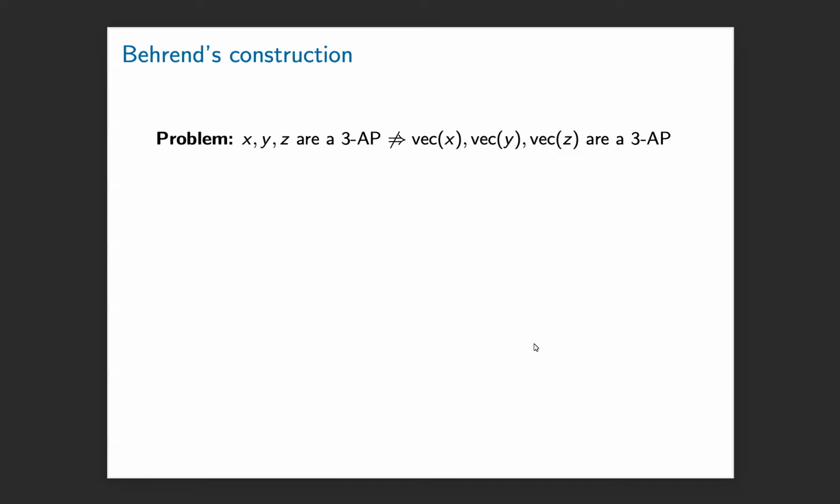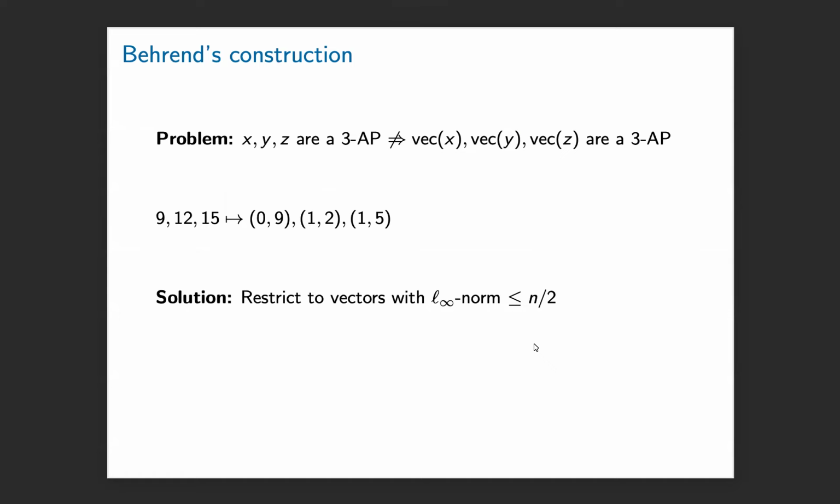So here's an example. I have 9, 12, and 15. These are an arithmetic progression. But if I map them base 10, then there's wraparound. And these three vectors are no longer in a line. So our intuition doesn't really work here. Behrend's solution here is to simply restrict to vectors with L infinity norm less than n over 2. Then this wraparound behavior won't happen.